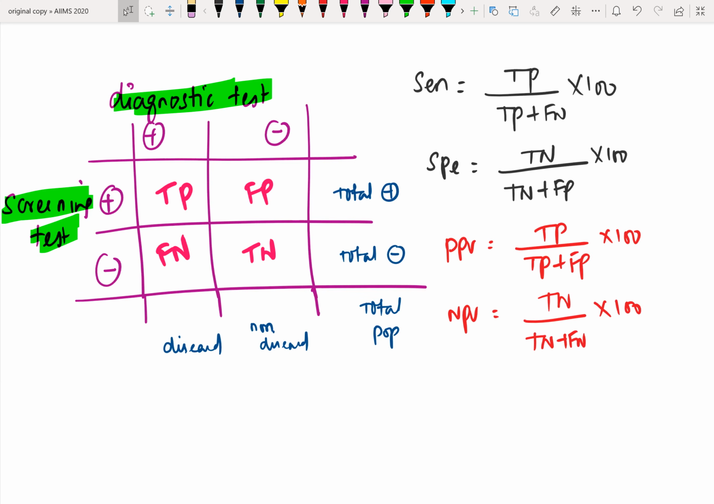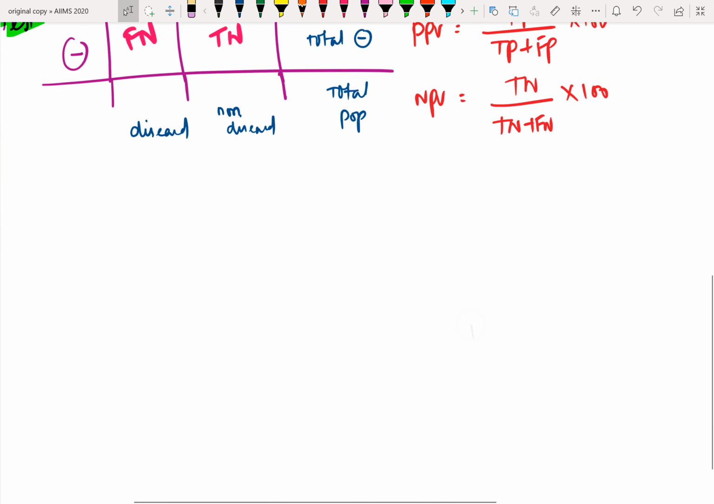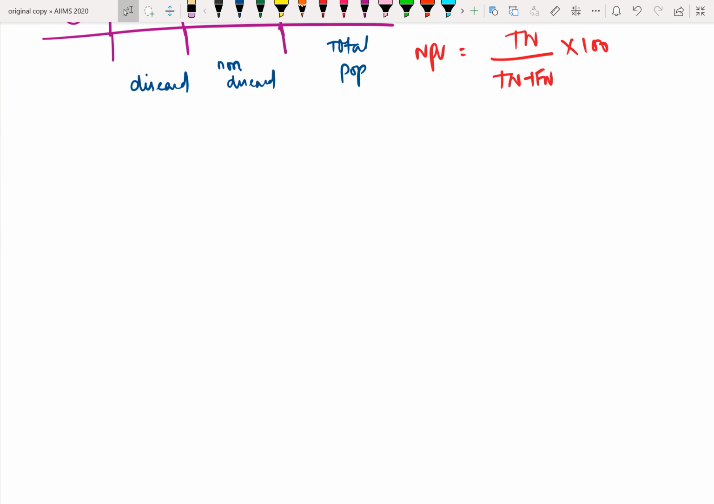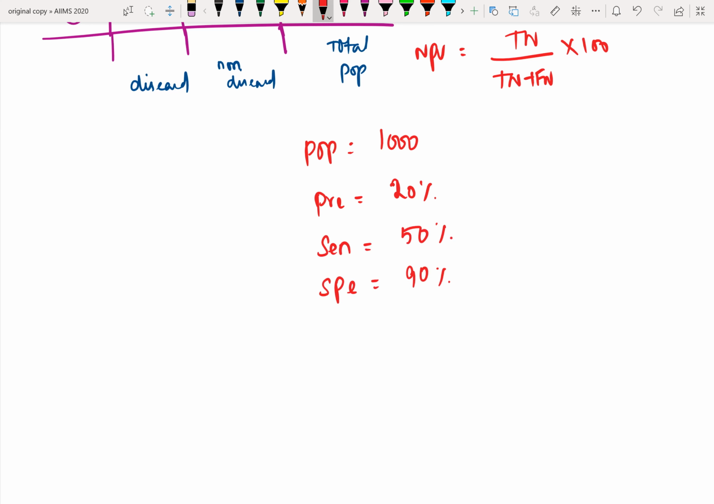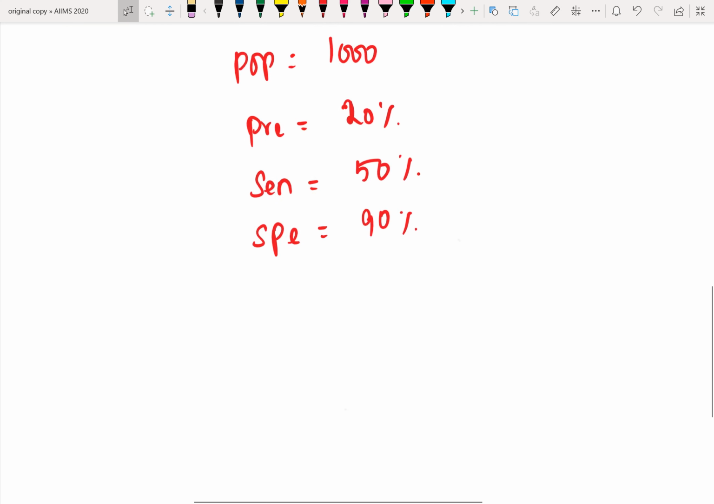Now we go into the problem. As I already said, a population of 1000, prevalence of 20 percent, sensitivity is 50 percent, specificity is 90 percent. Now they are asking what is the positive predictive value. There are two ways we can solve this problem.